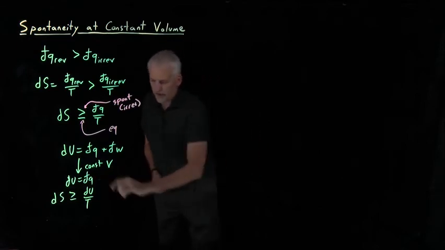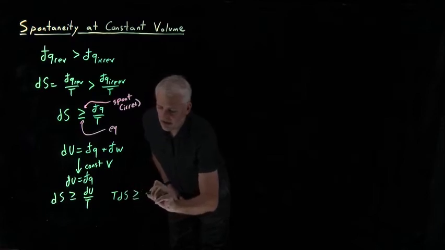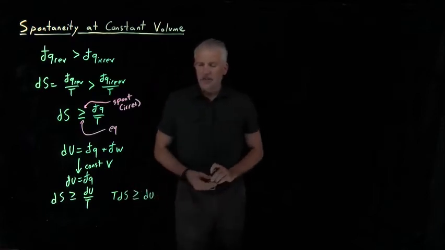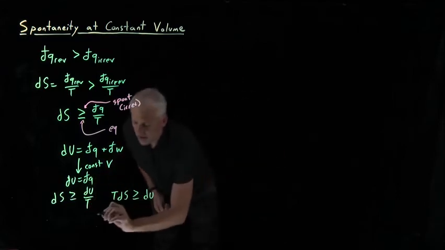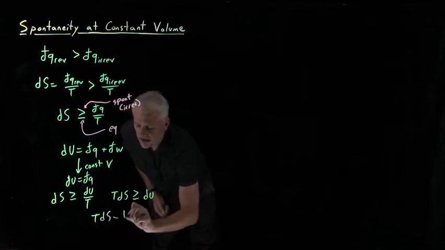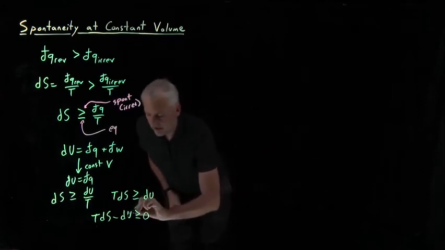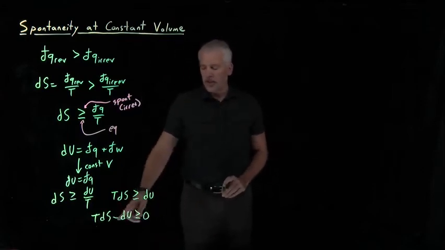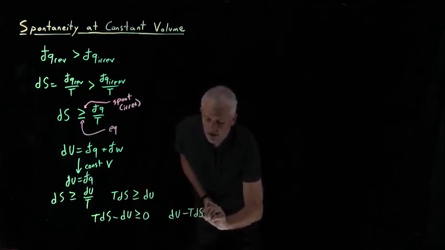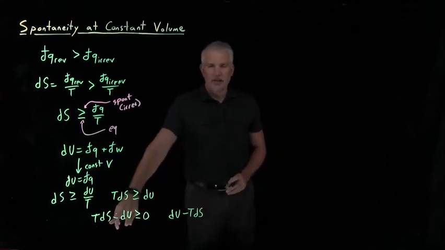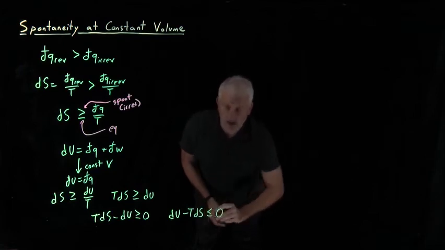So if I rearrange this equation a little bit, bring the T out of the denominator, I'll say TdS is bigger than or equal to dU by moving the T over to the left-hand side. I can subtract a dU. TdS minus dU is bigger than or equal to zero. Or actually, the form that we'll usually use, if I reverse these and take dU minus TdS instead of the other way around, I've changed the sign of the thing on the left-hand side. So that's going to be, instead of a positive number, a negative number.